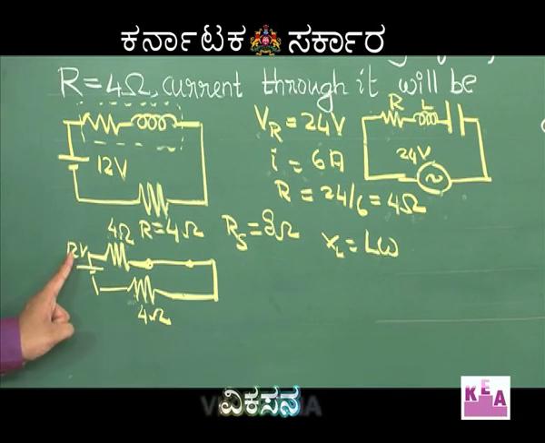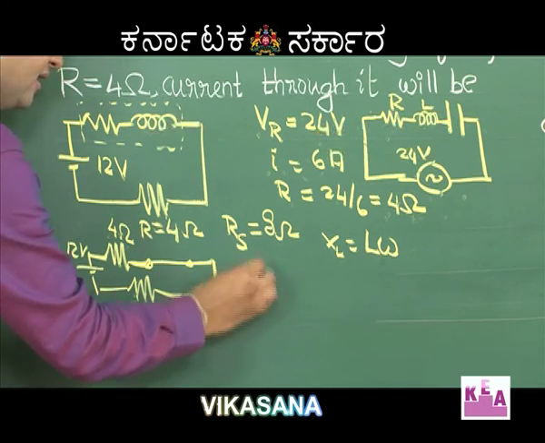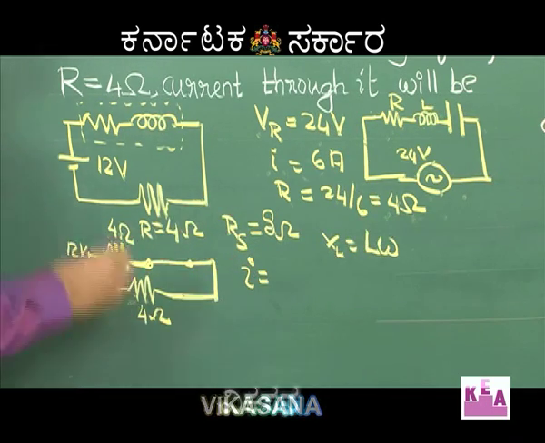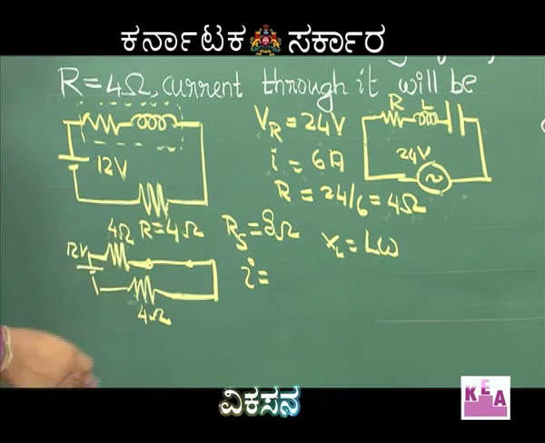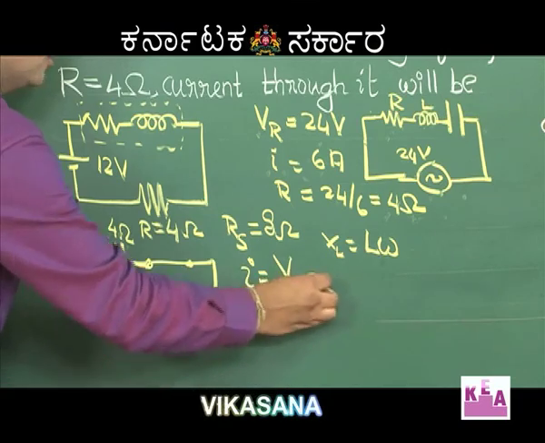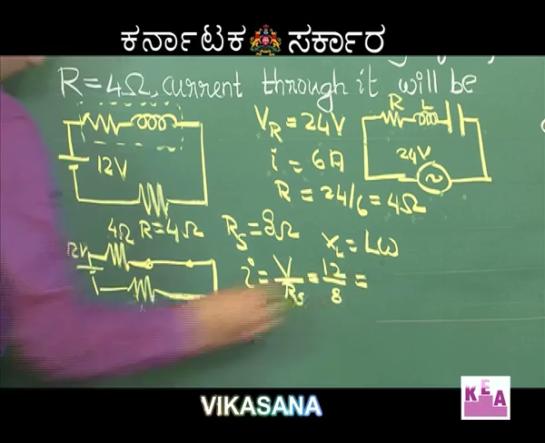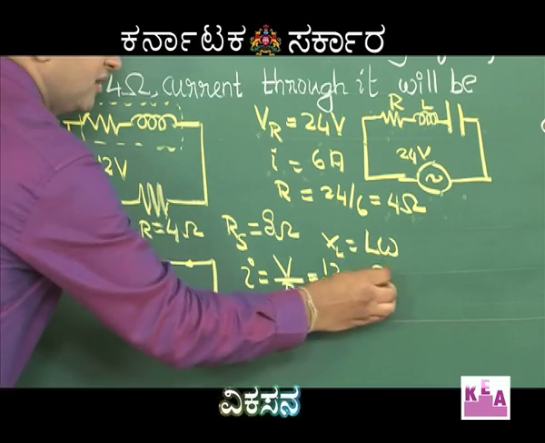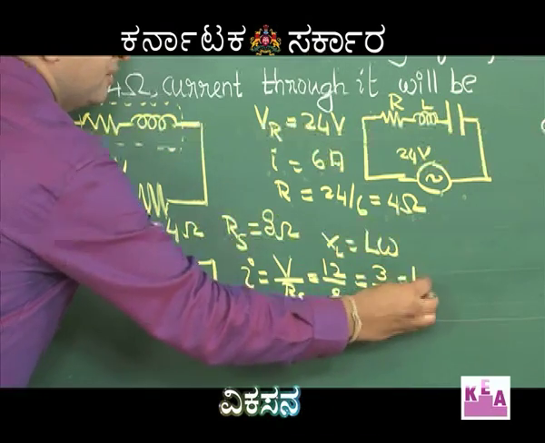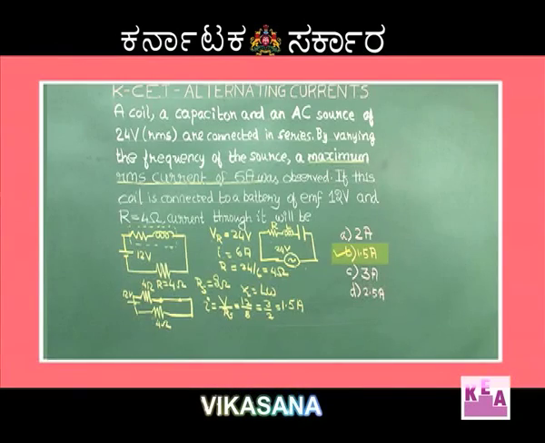And the voltage is 12 volts. Therefore, the current through the second circuit I is again given by Ohm's law, the applied voltage divided by RS, which is 12 divided by 8. 12 divided by 8 is 3 divided by 2, which is nothing but 1.5 amperes. Therefore, the correct answer for this question is the second option.